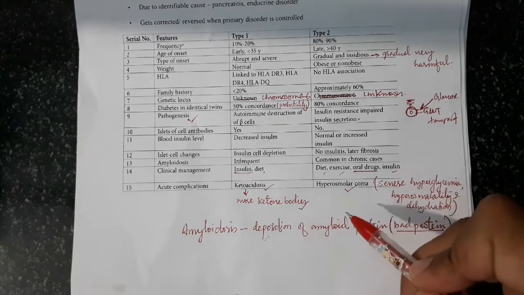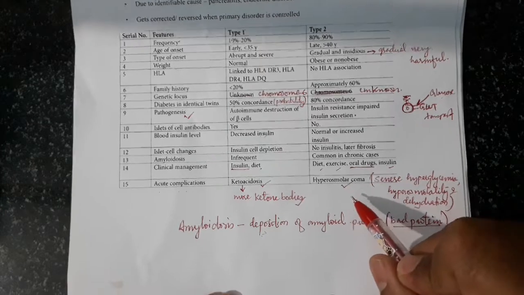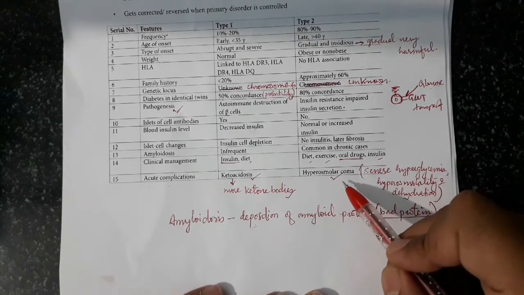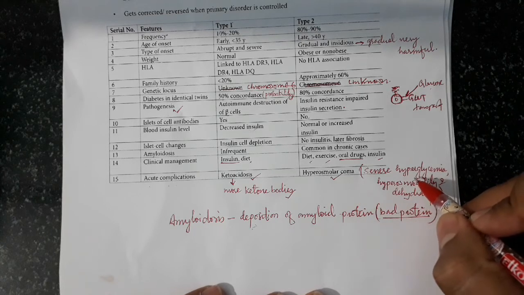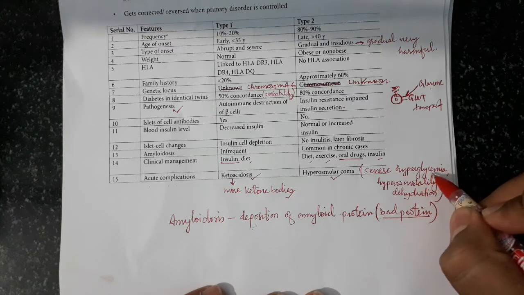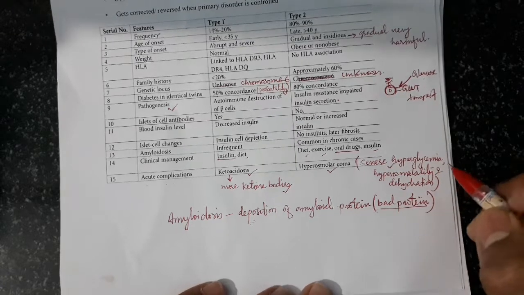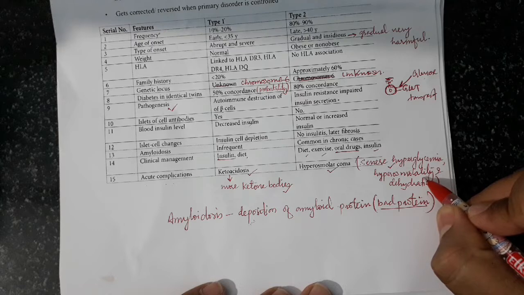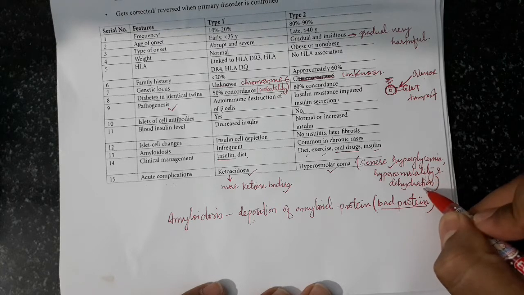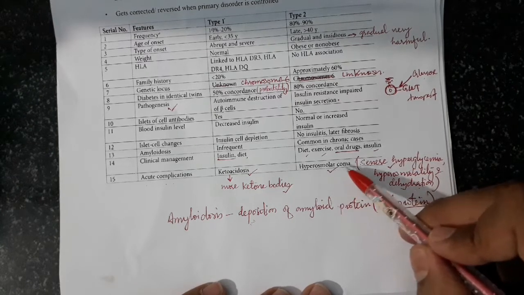That is the type 1 complication, whereas the type 2 complication is hyperosmolar coma. What is hyperosmolar coma? It is a condition including severe hyperglycemia, where there is a high concentration of blood glucose, and hyperosmolality, meaning the concentration of solute is more than the water, and dehydration. So these are the three characteristics of hyperosmolar coma.